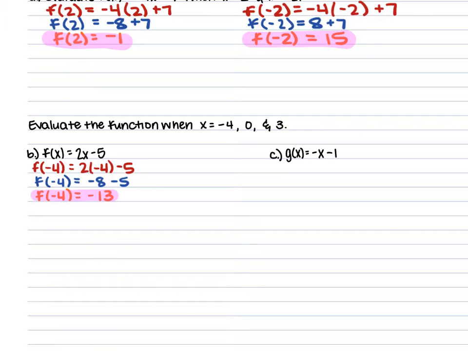Next, we plug in that 0 for x, so f of 0 is equal to 2 times 0 minus 5. The 2 times 0 gives us 0, so f of 0 is equal to 0 minus 5, which gives us f of 0 is equal to negative 5.